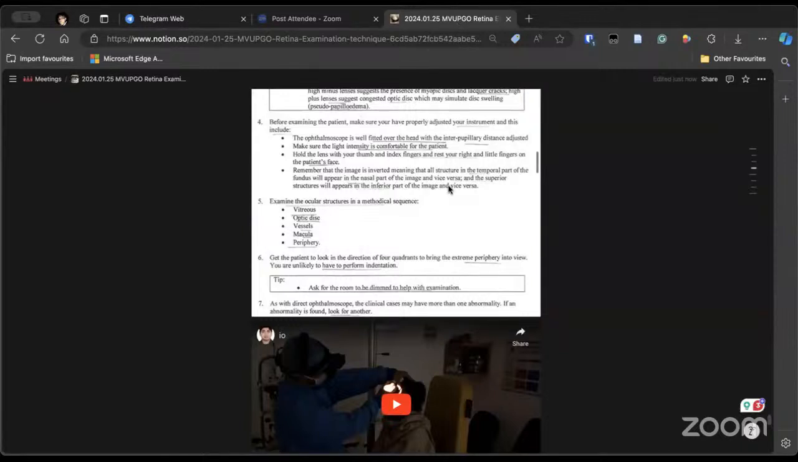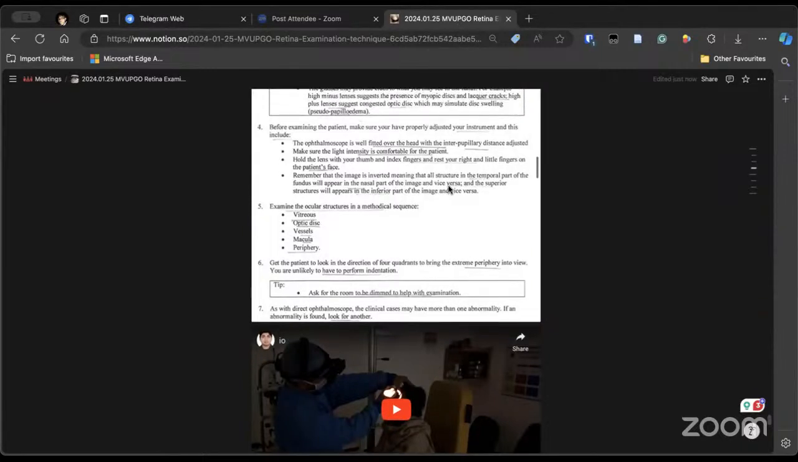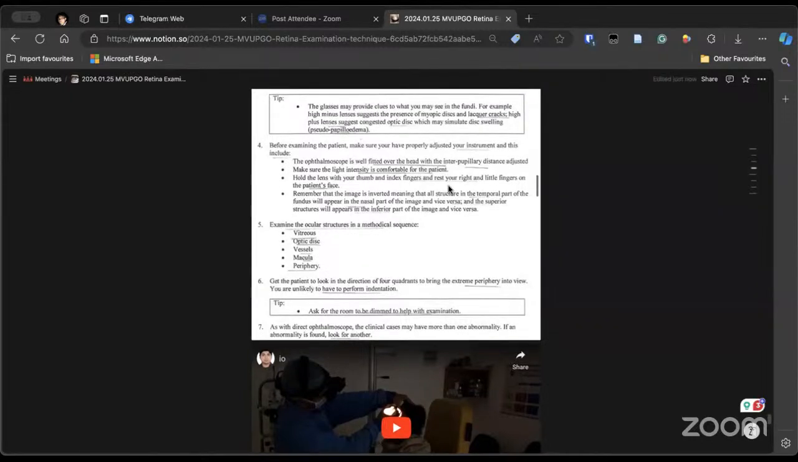What do you look for in the optic disc or the vitreous? How do you examine the vitreous? So if there is a question in viva, how do you examine the vitreous? Clinically, how do you examine any candidate?